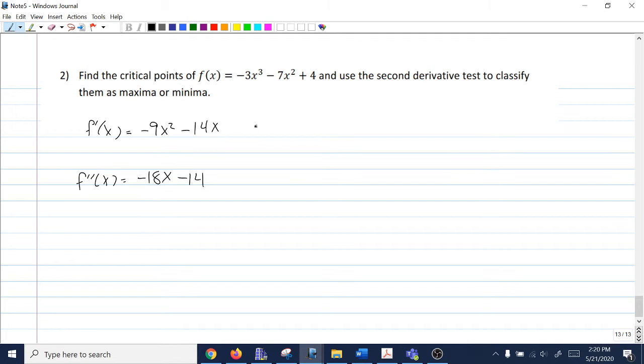I want to find the critical points. When does f prime equal 0? If I factor an x out, I have two factors: either negative 9x minus 14 equals 0, or x equals 0. So there's one critical point. This one turns into negative 9x equals 14, so x is negative 14 over 9. Here are my two critical points.